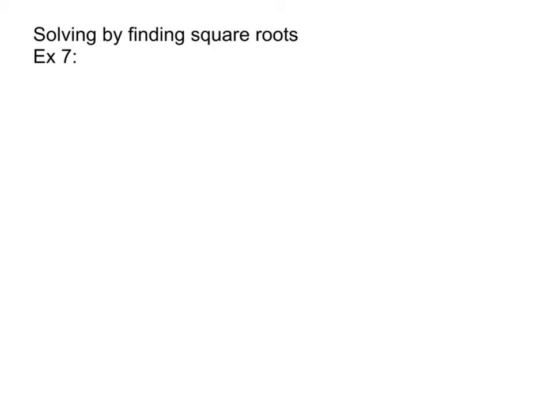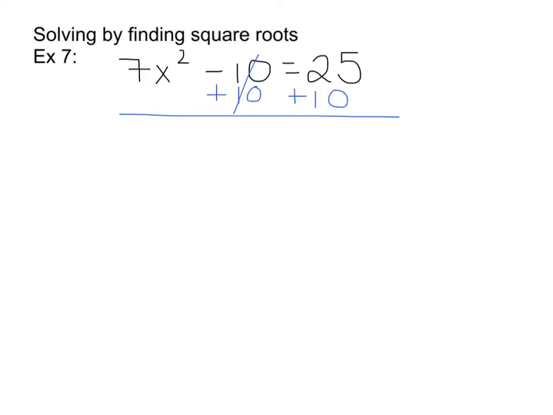Now we're going to look at actually solving these equations by finding the square roots. In example 7, we have 7x squared minus 10x equals 25. So your first step is going to be to get everything away from this x squared term. So my first step is going to be to add 10 to both sides. So that gives me 7x squared equals 35.